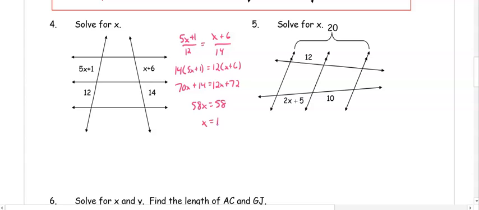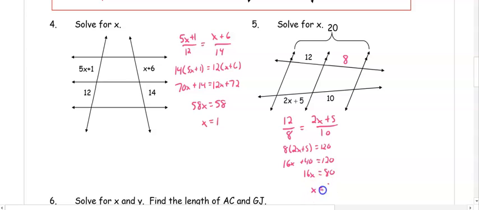In number 5, this is a ladder problem just turned on its side, so we can still use our side splitter here. If the whole length of the segment up top is 20 and part of it's 12, we can subtract to get the remaining part is 8, and then we can set up our proportion. So we have 12 over 8 equals 2x plus 5 over 10. We cross multiply, we get 8 times 2x plus 5 equals 120. 16x plus 40 equals 120. We can subtract 40 from both sides. 16x equals 80. When we divide by 16, x is 5.